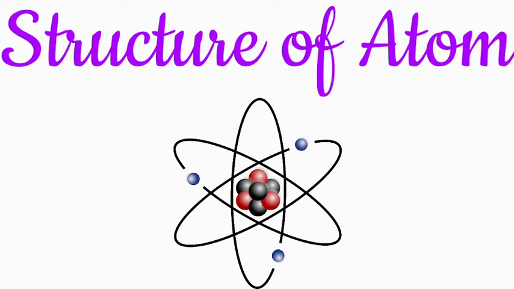Characteristics of atoms. Point number 1. The number of protons in an atom is unique to each atom and is what distinguishes the atom of one element from that of another. It is called the atomic number and is represented by the letter Z. The number of electrons in an atom is always equal to the number of protons, so that the atom as a whole is neutral.